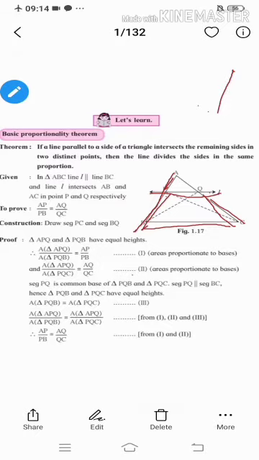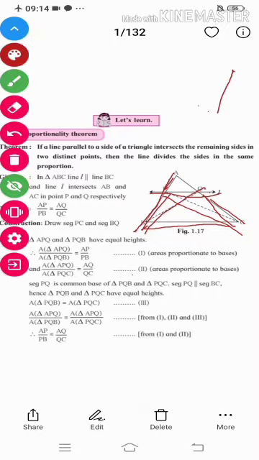Before proving the theorem, we construct one thing. Draw segment PC and segment BQ.